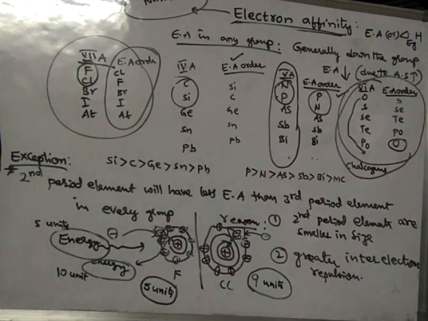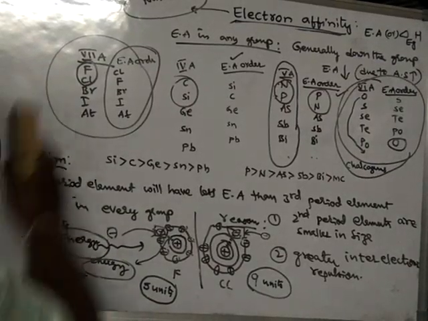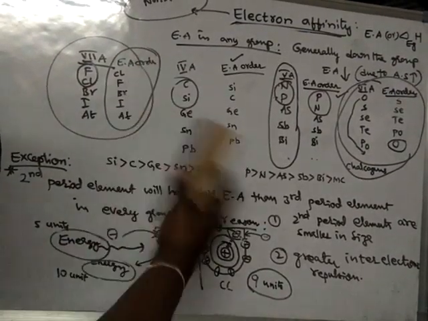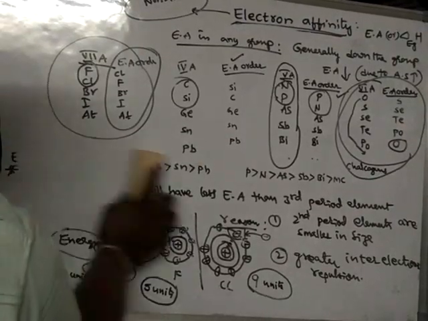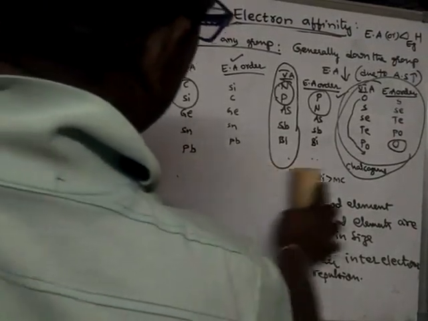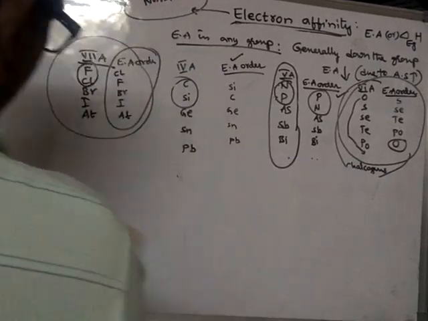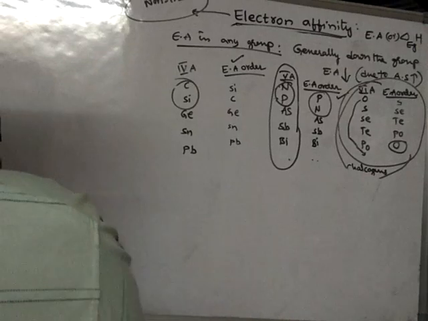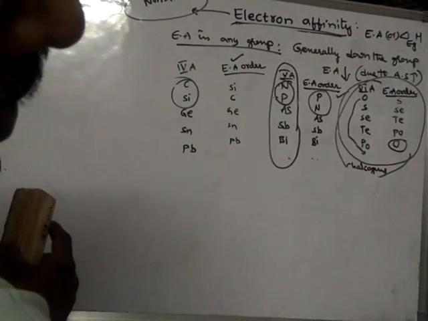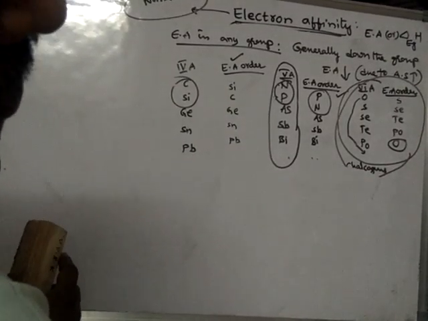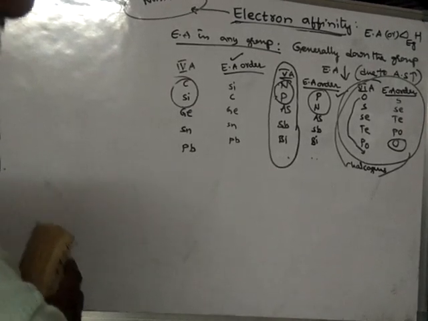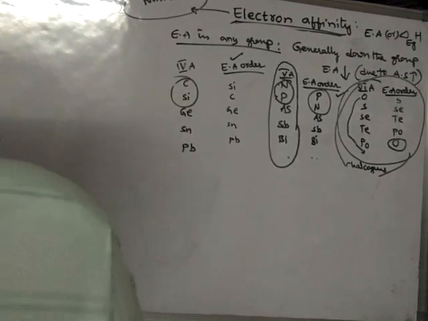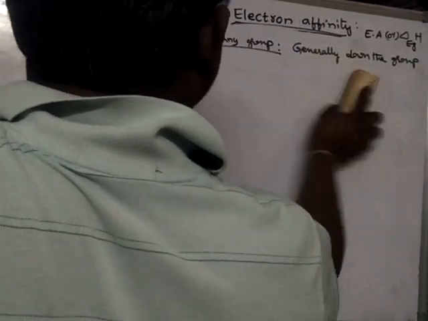So in this way, we can discuss the electron affinity of elements in a group. In general, electron affinity should decrease down the group, but there is an exception. The electron affinity of the third period element in any group will always be larger than that of the second period element. So in this way, we have studied the variation of electron affinity in a group.